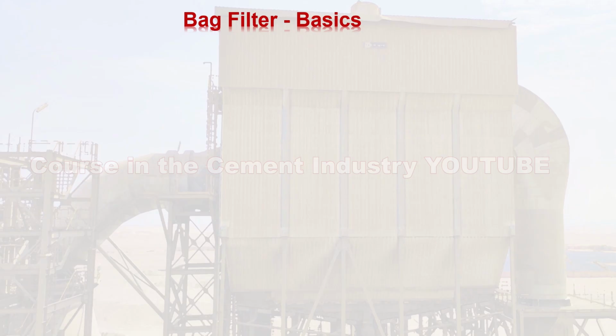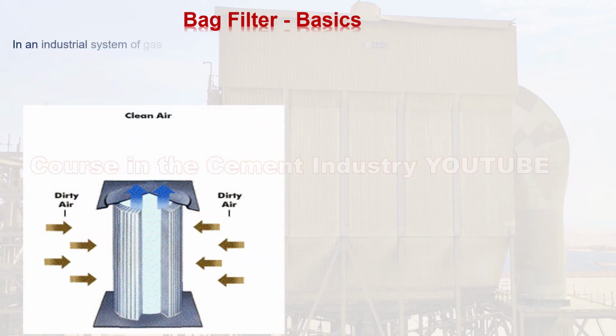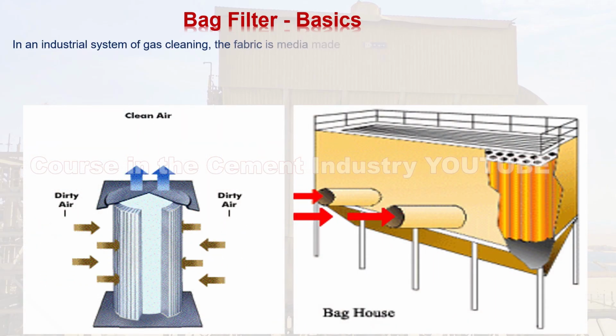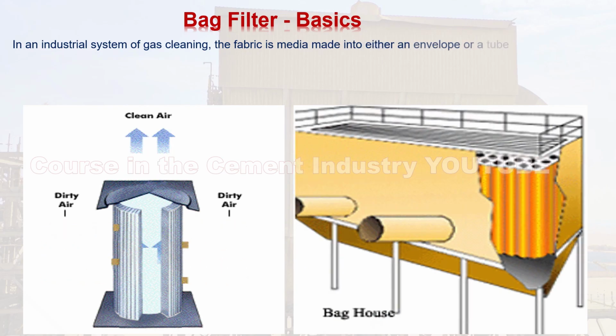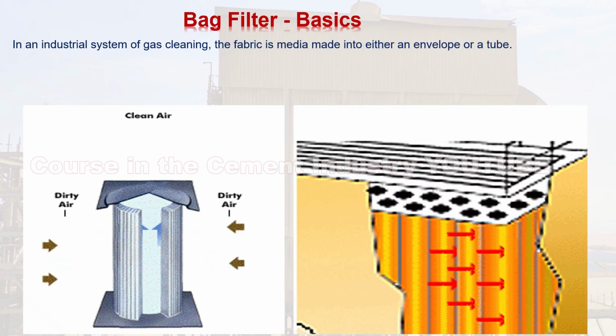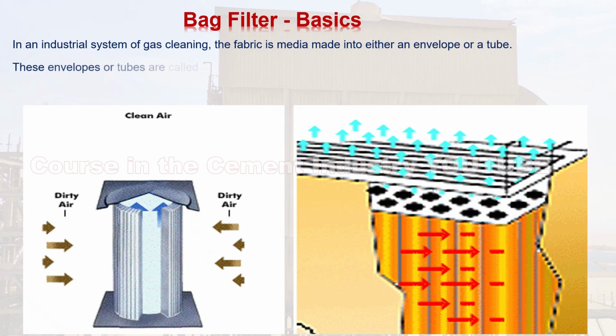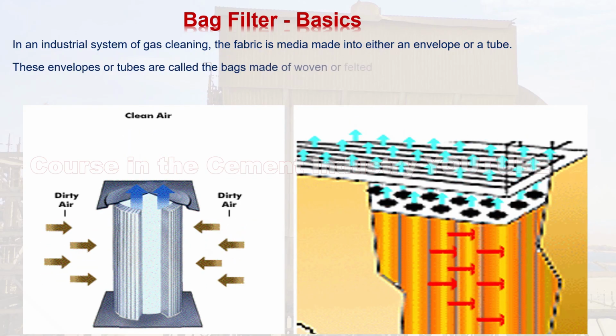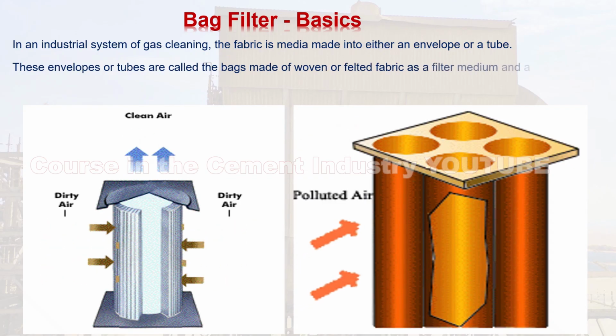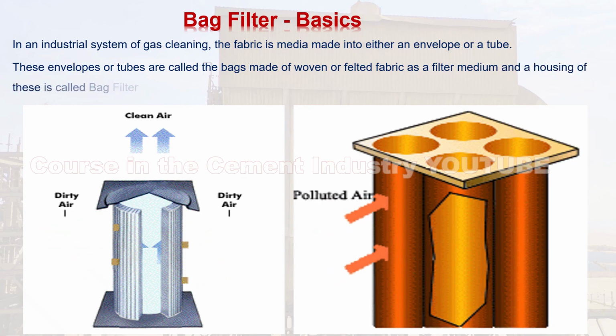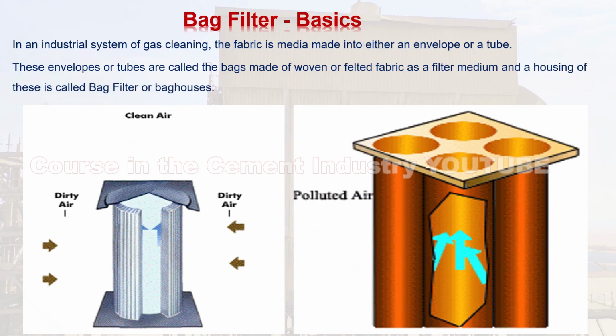Bag filter basics. In an industrial system of gas cleaning, the fabric media is made into either an envelope or a tube. These envelopes or tubes are called bags, made of woven or felted fabric as a filter medium, and a housing of these is called a bag filter or baghouse.